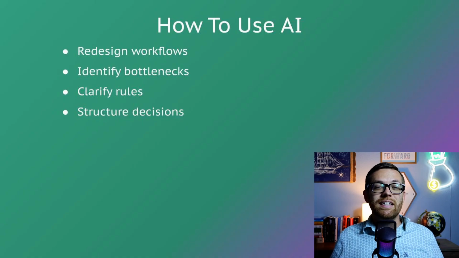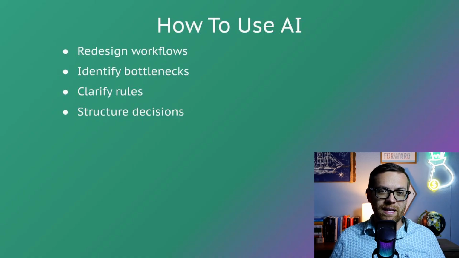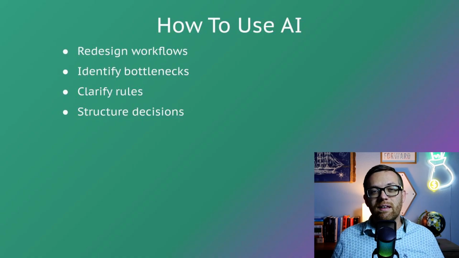And that separation is especially important in Treasury. Treasury teams should use AI the same way a strong analyst uses a whiteboard, to redesign workflows, to identify where errors creep in, to clarify rules that live in people's heads, and to structure decisions so they can be automated safely. Most teams try to automate the wrong things first.